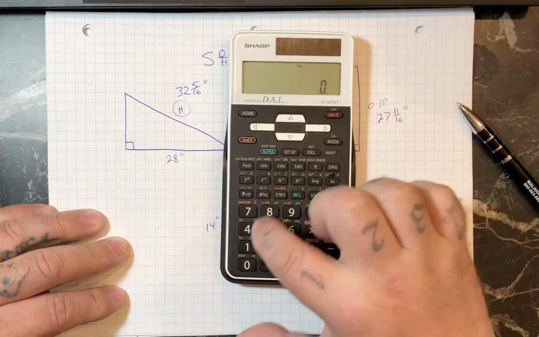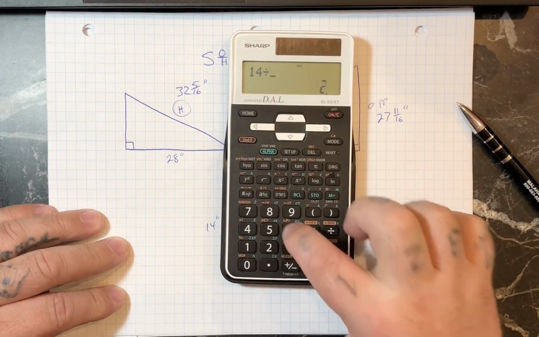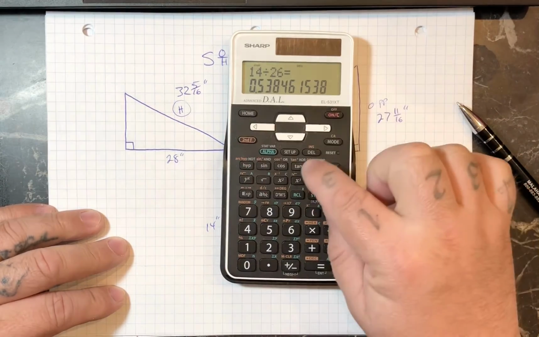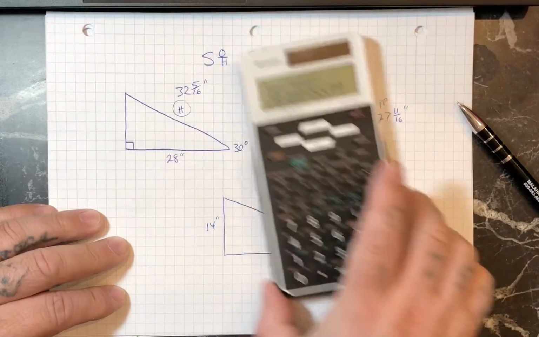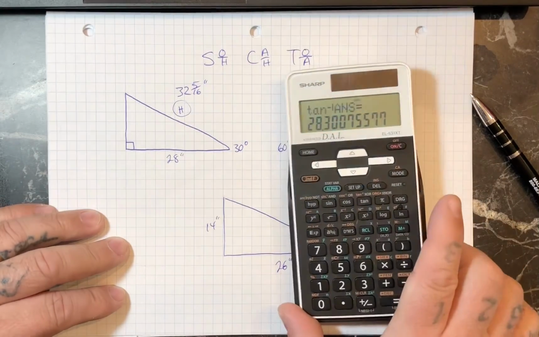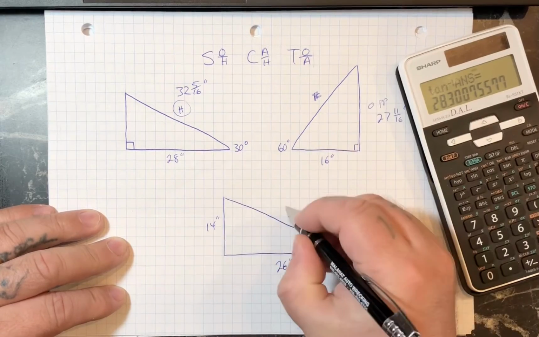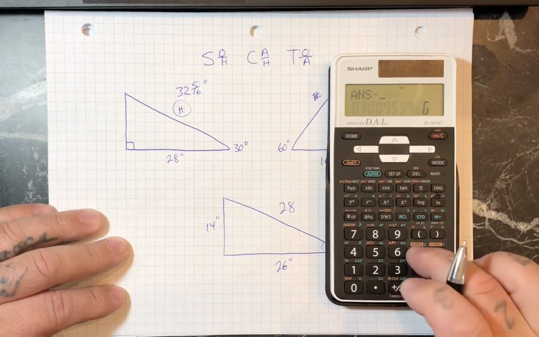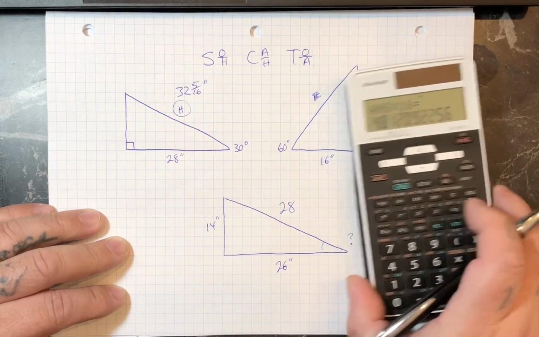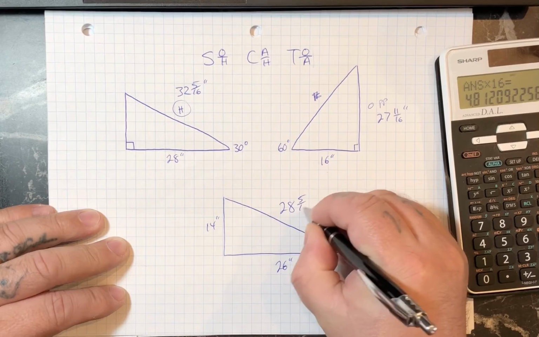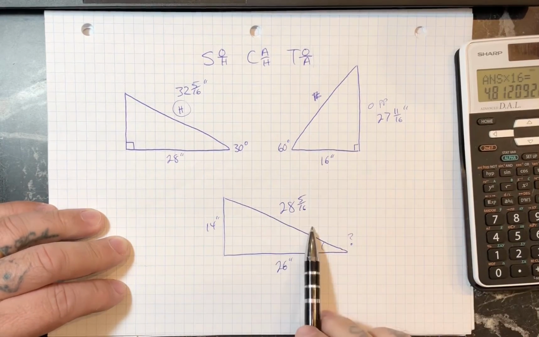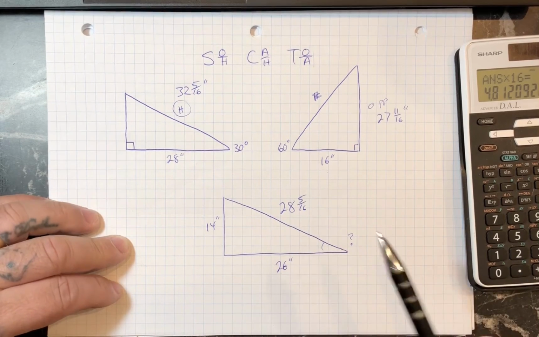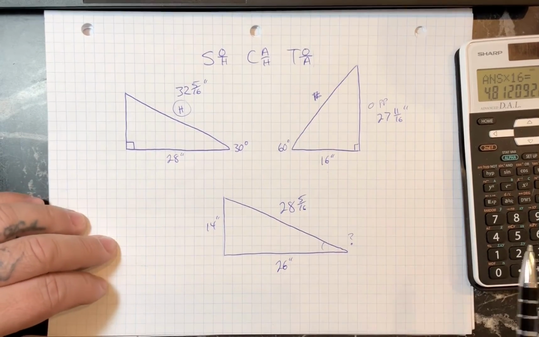I'm going to put that in my calculator. 14 divided by 26 equals, and then I'm going to hit the second function, tan, equals, right? And then I get 28.3. 28 and 5/16. And again, it looks appropriate, right? The hypotenuse is the longest side. It's not ridiculously long. It matches how this triangle is.